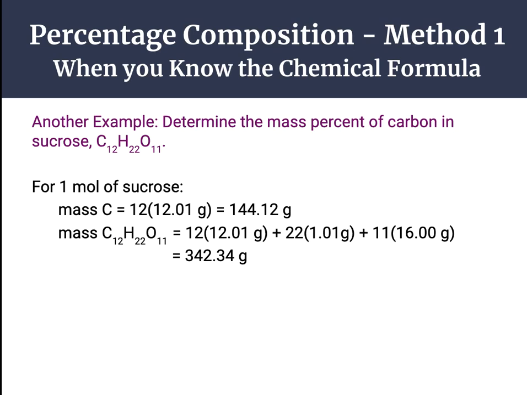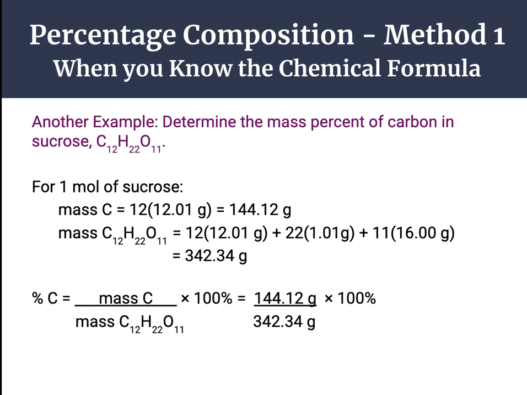So then to calculate the percent of carbon, we're going to take the mass of carbon over the mass of the whole molecule, C12H22O11, times 100%. So 144.12 divided by 342.34 times 100% gives us 42.098% carbon. So what this means is that in a sample of sucrose, just over 42% of it is carbon.